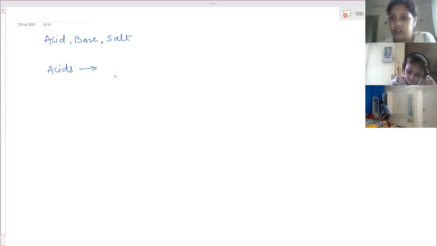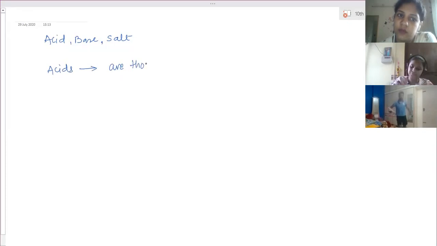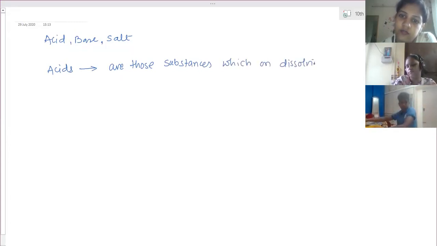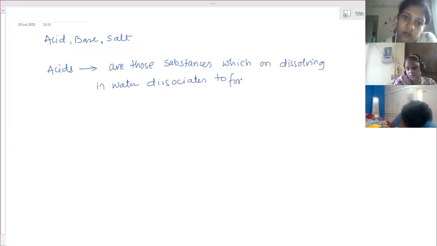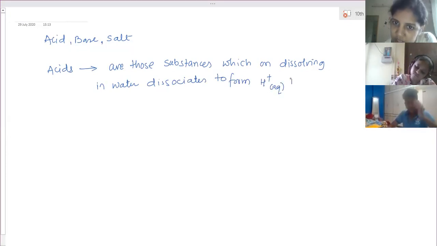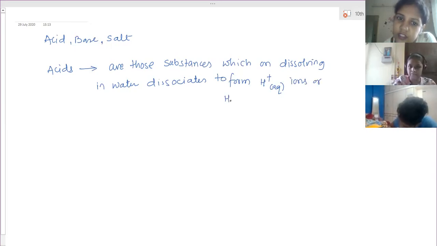Acids are those substances which on dissolution in water produce H plus ions, hydronium ions. Acids are those substances which on dissolving in water dissociate to form H plus. Here you have to write aqueous ions, or you can write H3O plus, that is hydronium ions.